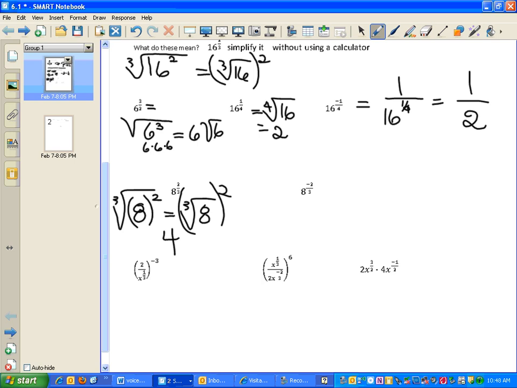So that's why I say it's easier to go smaller first if you can, and then bigger by using your exponent. So then what is 8 to the negative 2/3 going to be? 1 over 8 to the 2/3. And what did we say 8 to the 2/3 was? So this is really just 1 over 4. Making sense? Y'all with me?